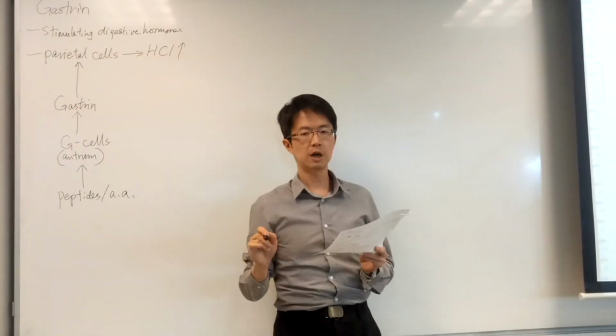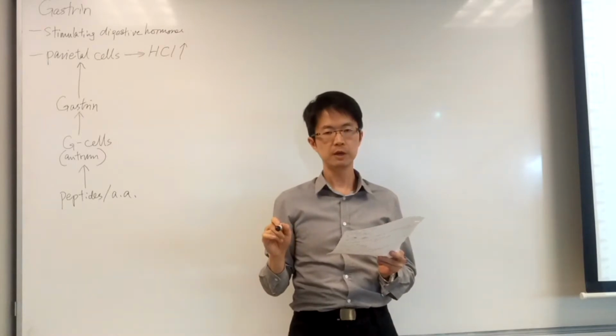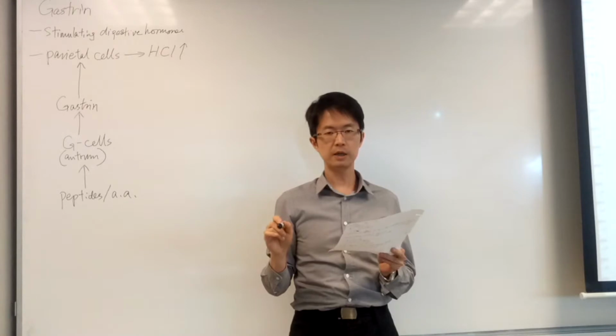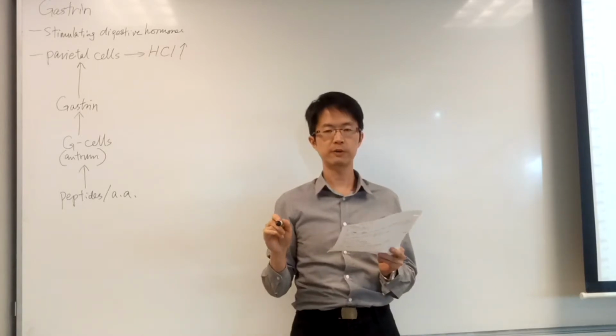But of course, there is always a negative feedback. If we have enough HCl secreted in the stomach, then the extra HCl will inhibit the secretion of gastrin from the G cells.